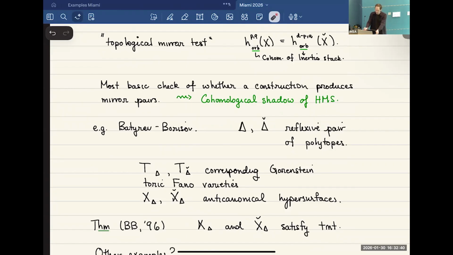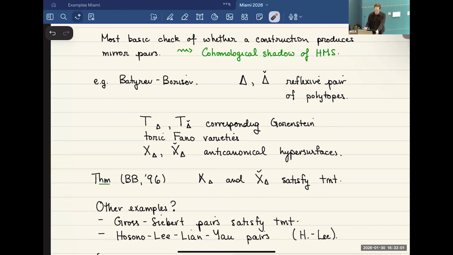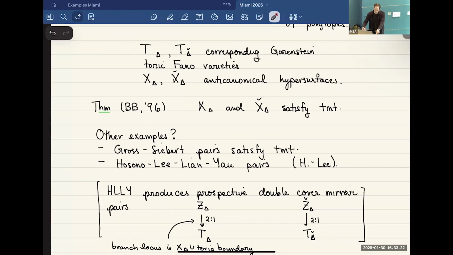This was largely a combinatorial result that built off work of a number of people, Batyrev himself, along with work of Danilov and Khovansky. In essence, it's very combinatorial. Throughout the years, there have been a number of other results that have reflected things like this. For instance, pairs of Calabi-Yau varieties coming from the Gross-Siebert program satisfy this topological mirror test. This was checked by Gross and Siebert. Another example where this is satisfied is this construction of Hosono, Lee, Lian, and Yao.